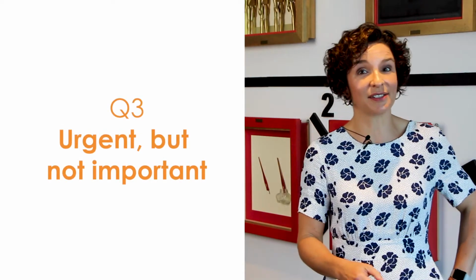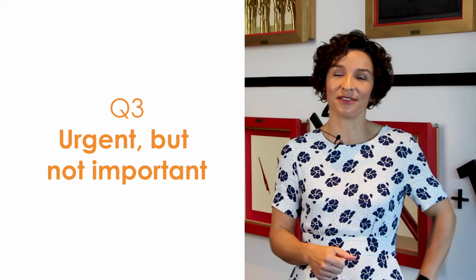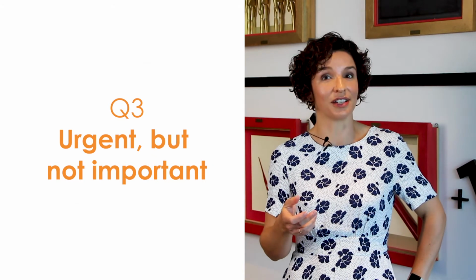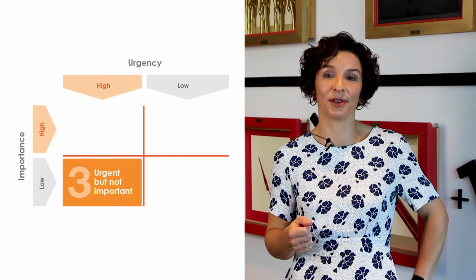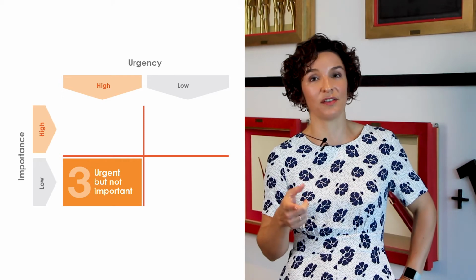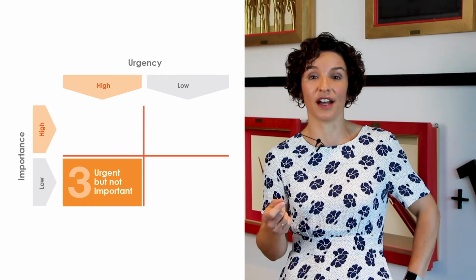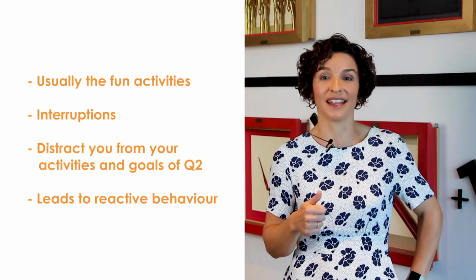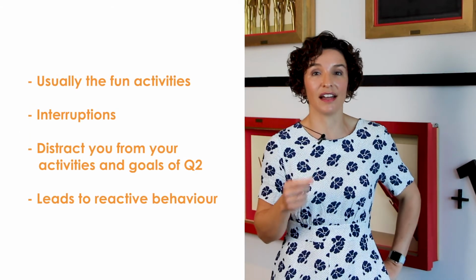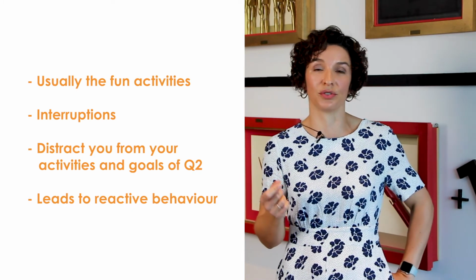Excuse me, could I just interrupt you? Quadrant 3 is the intersection of urgent but not important. And in our modern world, I think of this quadrant as the notification on your phone or perhaps your email. These are activities that might be fun or interesting but aren't important and are taking you away from giving enough time to the activities in quadrant 2.